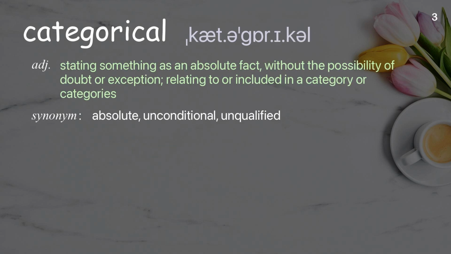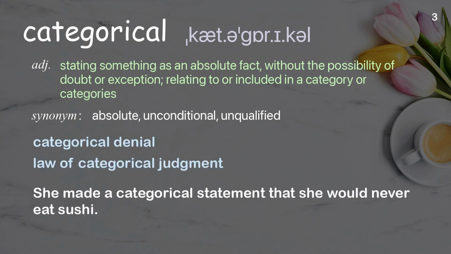Categorical. Stating something as an absolute fact, without the possibility of doubt or exception; relating to or included in a category or categories. Examples: Categorical denial. Law of categorical judgment. She made a categorical statement that she would never eat sushi.